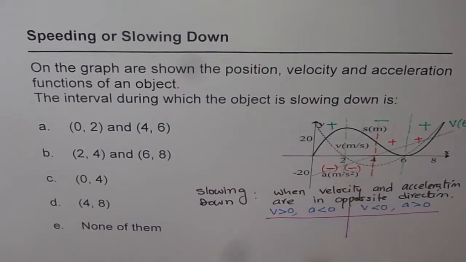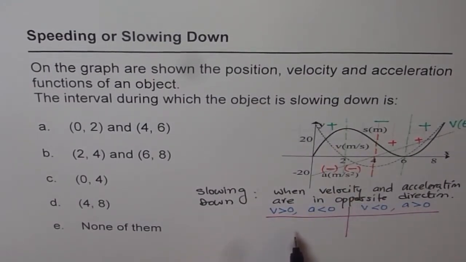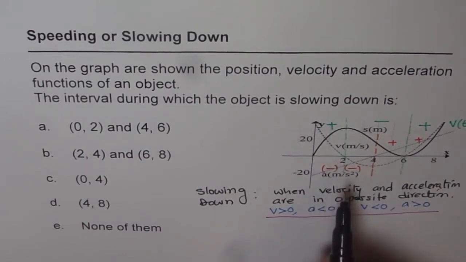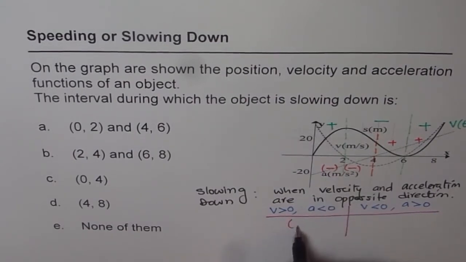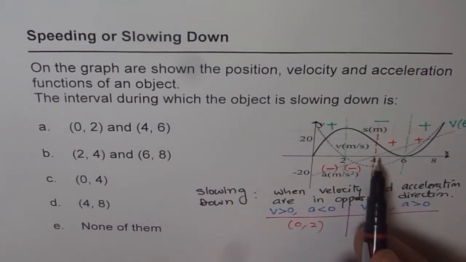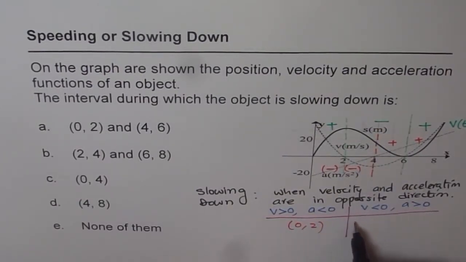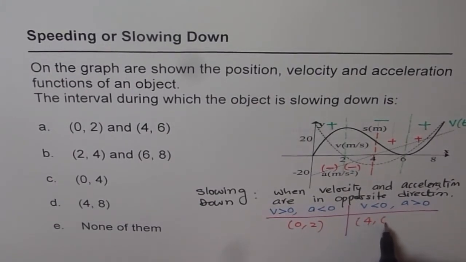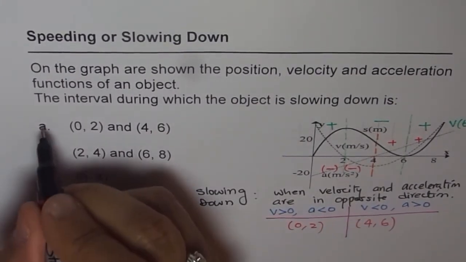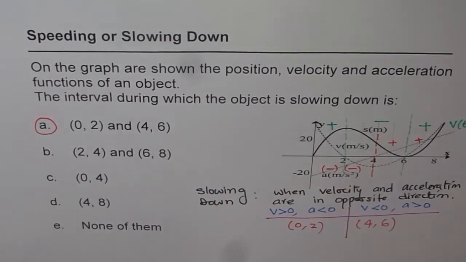Well, clearly the intervals are 0 to 2, right? In 0 to 2, positive for velocity and negative for acceleration. So that is from 0 to 2. And then from 4 to 6, negative for velocity and positive for acceleration. 4 to 6, right? And that gives our answer as A. And that is how you're going to answer this question.